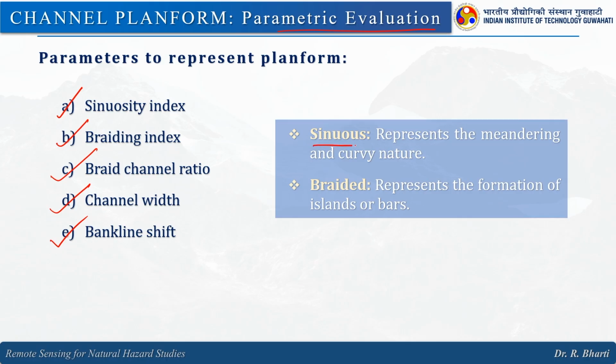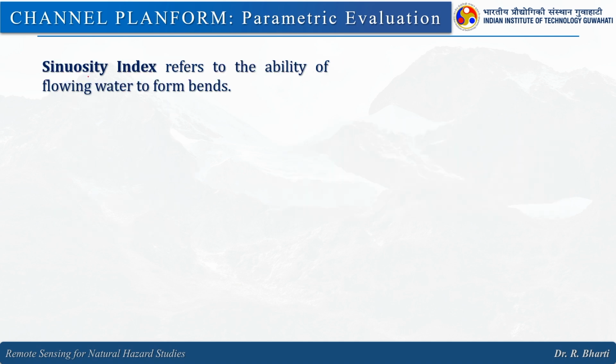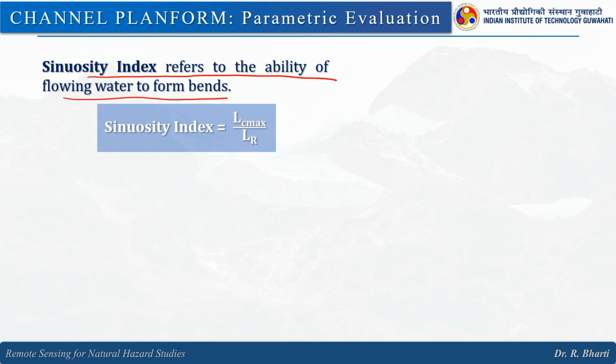So, sinuous represents the meandering and curvy nature, braided represents the formation of islands or bars. If you remember this, you will not have any confusion in different types of planform. Sinuosity index refers to the ability of flowing water to form bends, right. So, basically we are evaluating how it is bending, right.